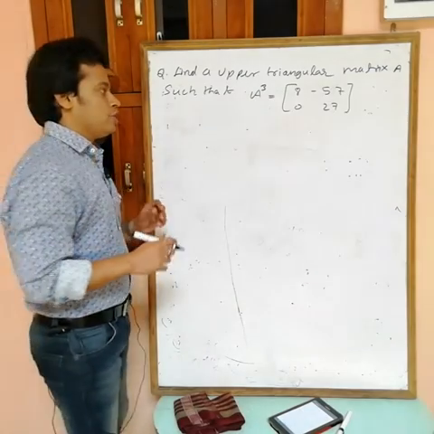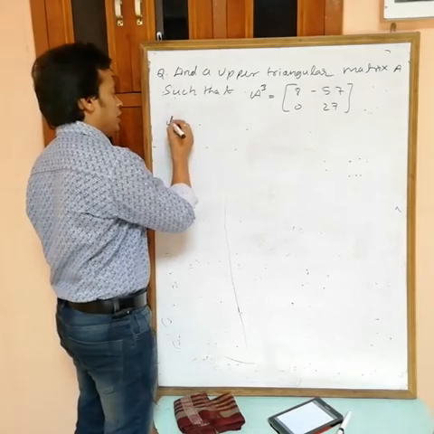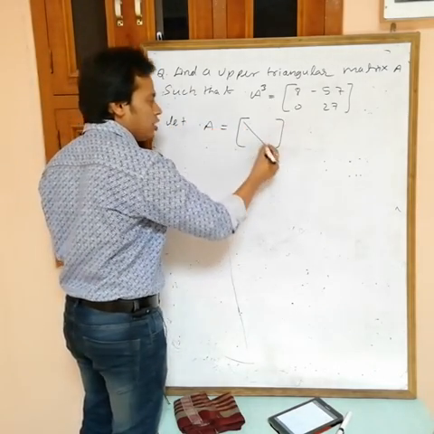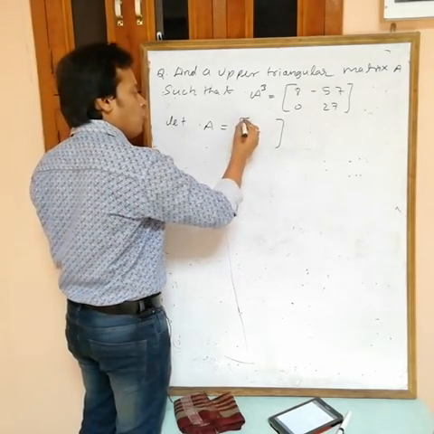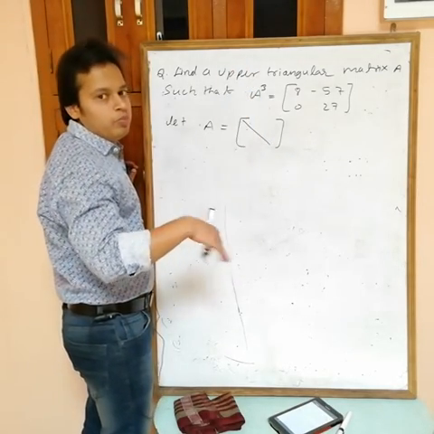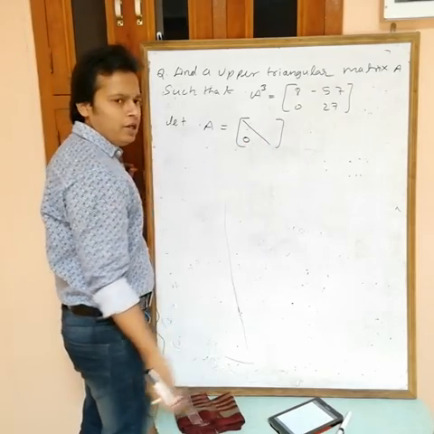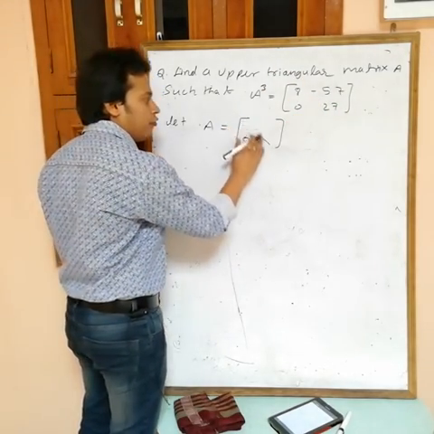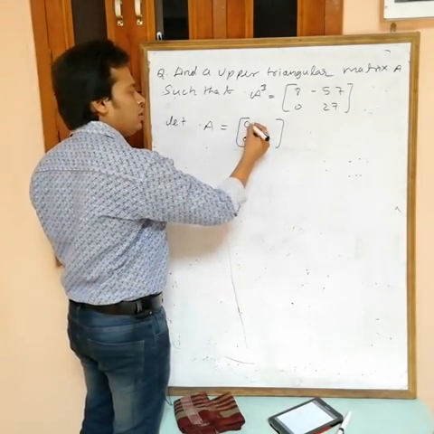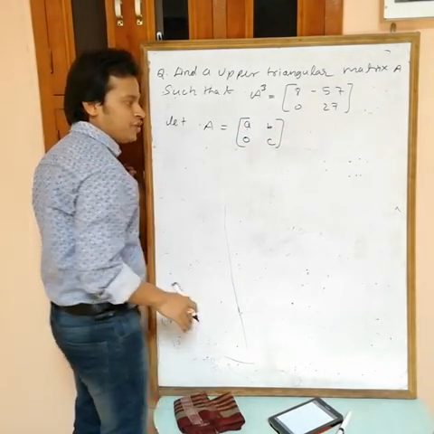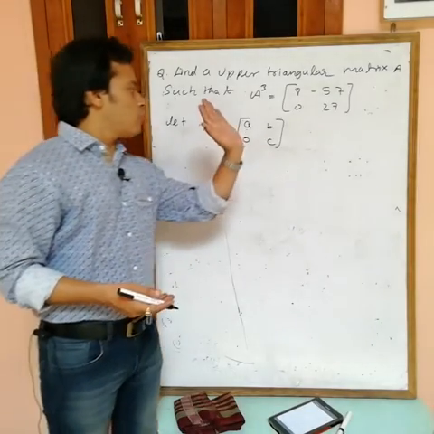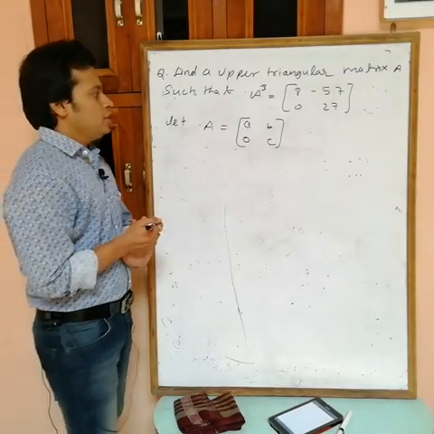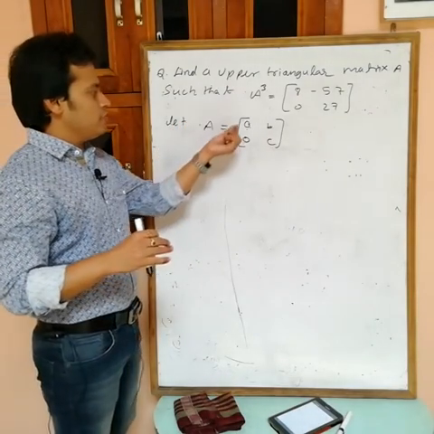So first I am assuming A is an upper triangular matrix. Let A be upper triangular, it means all the elements below the principal diagonal must be equal to 0. So there is only one element below the principal diagonal, and this must be equal to 0. The other elements may be anything, so a, b, c. Now this is the upper triangular matrix, because all the elements below the principal diagonal are equal to 0.